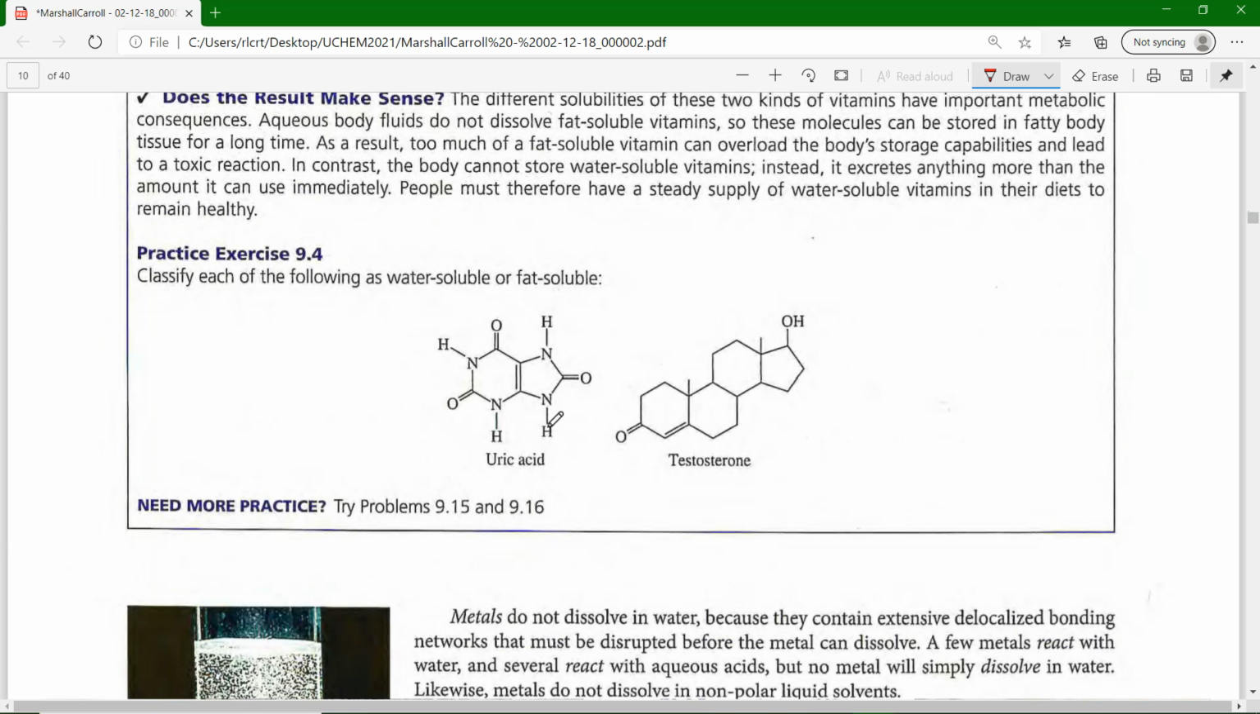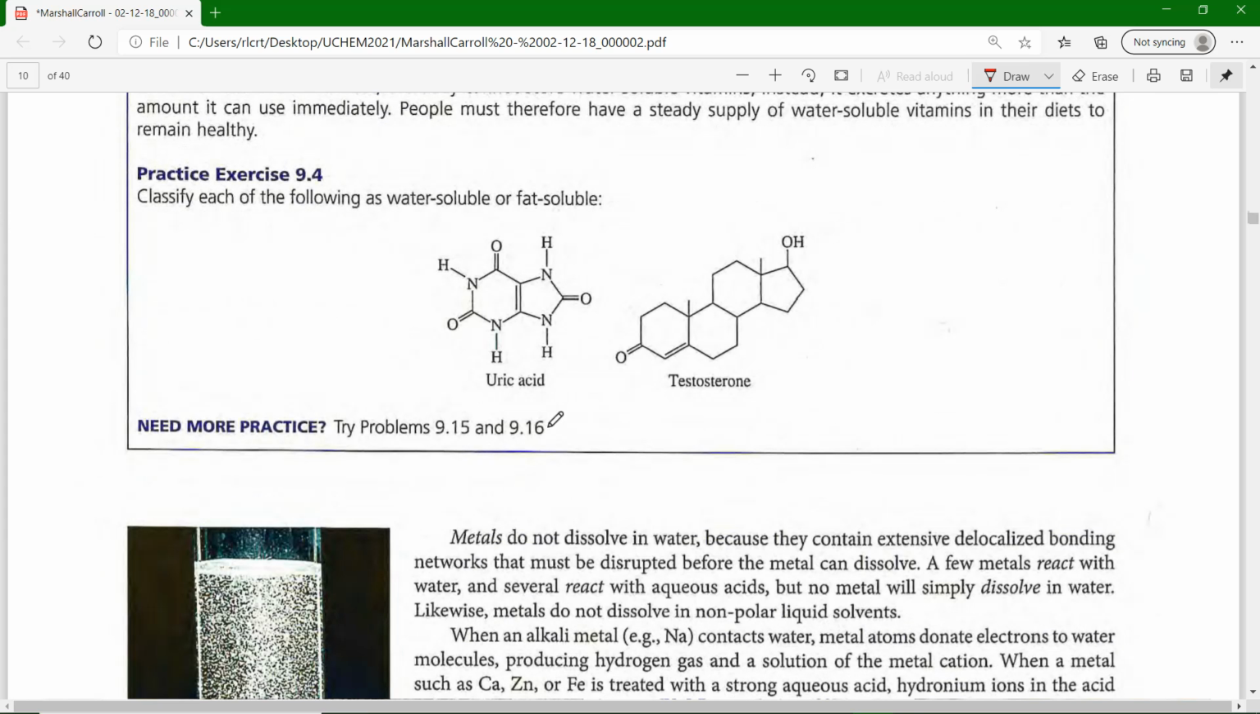Uric acid versus testosterone. Uric acid has lots of NH hydrogen bonding regions, so that's going to be water soluble, whereas testosterone will be fat soluble because it has only one OH. Okay?